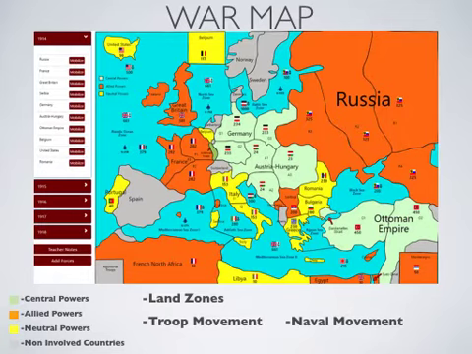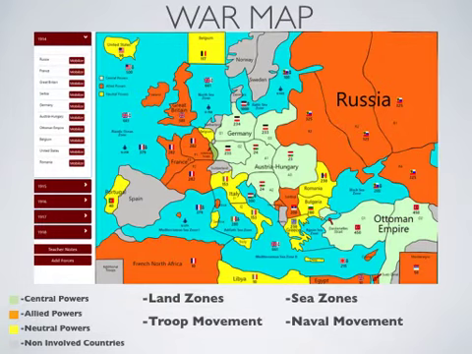Land zones are one zone per turn. You can see different zones, like France has 3 different zones in it, not just one country. Some countries like Romania only have one zone. Russia has 4 different zones. So those are all divided and marked accordingly.